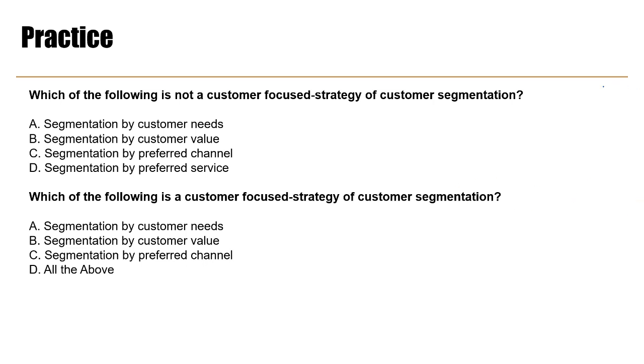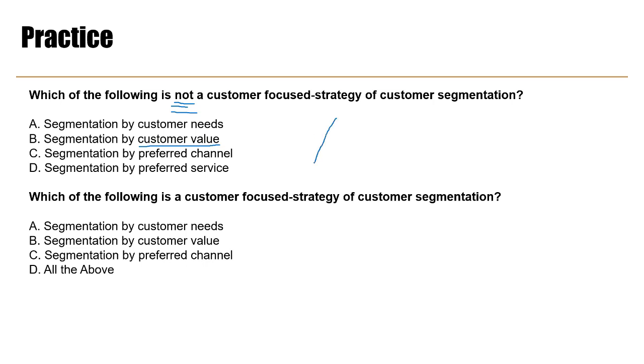A couple more questions, and again, it's the same question, it's just asked in a different way. So it talks about which of the following is not, there's the word not, a customer-focused strategy of customer segmentation. And this kind of gets just into really understanding what the definitions are. So customer segmentation can be done by customer needs, customer values, preferred channels, or preferred service. It's a little bit tricky, but customer needs is one of the ways to segment. Customer value, it's not customer value to the customer. This segment is defined by value to your company, to the organization.